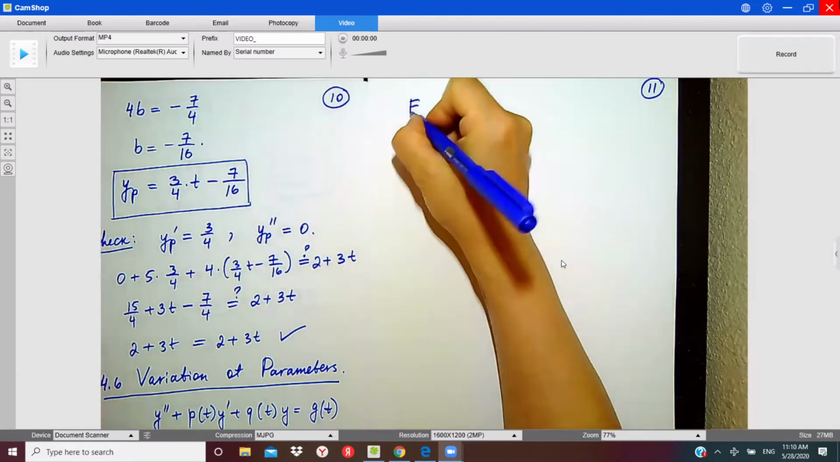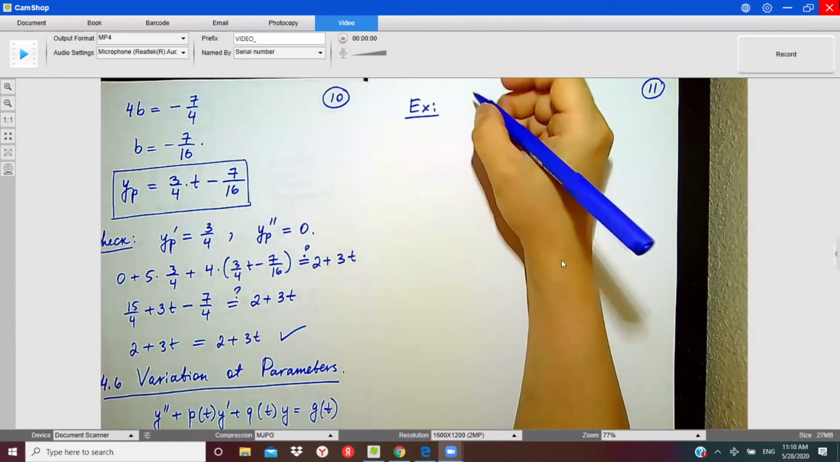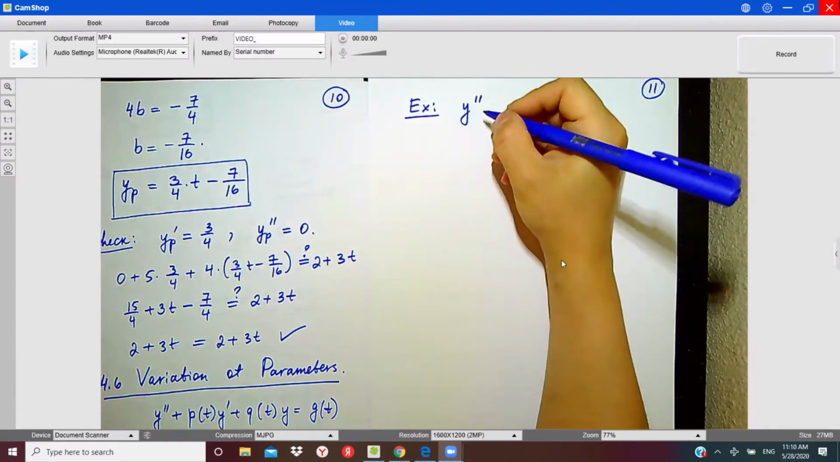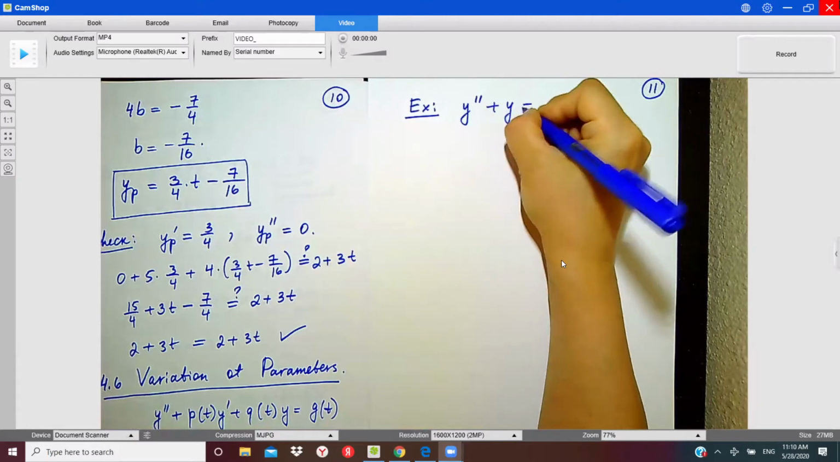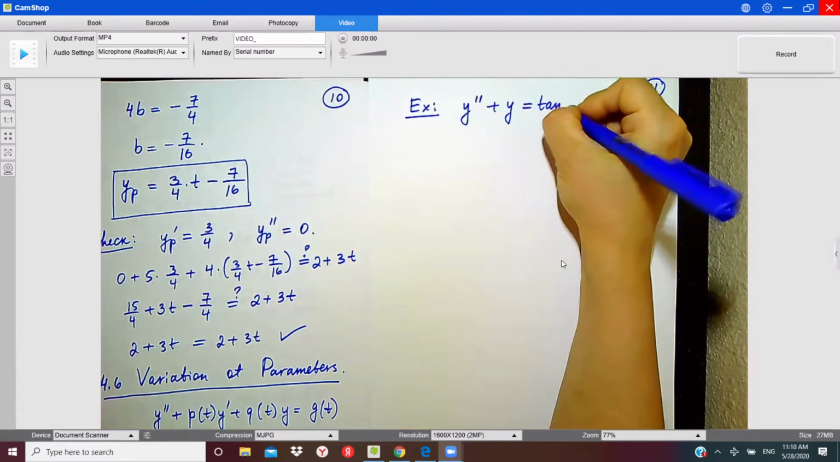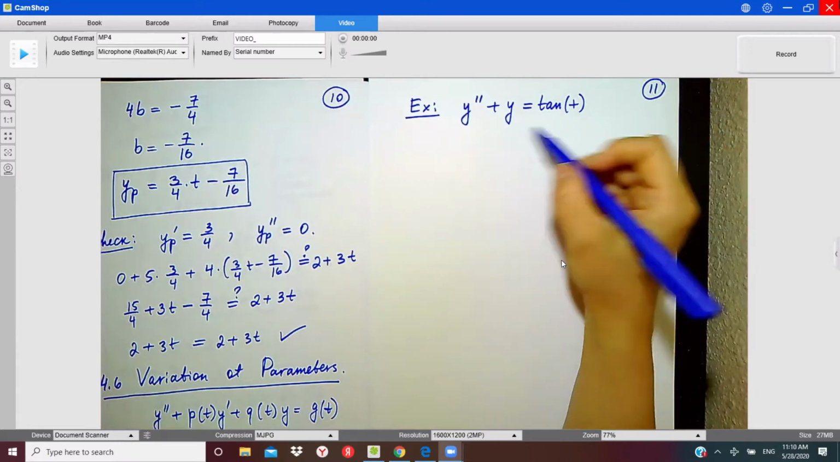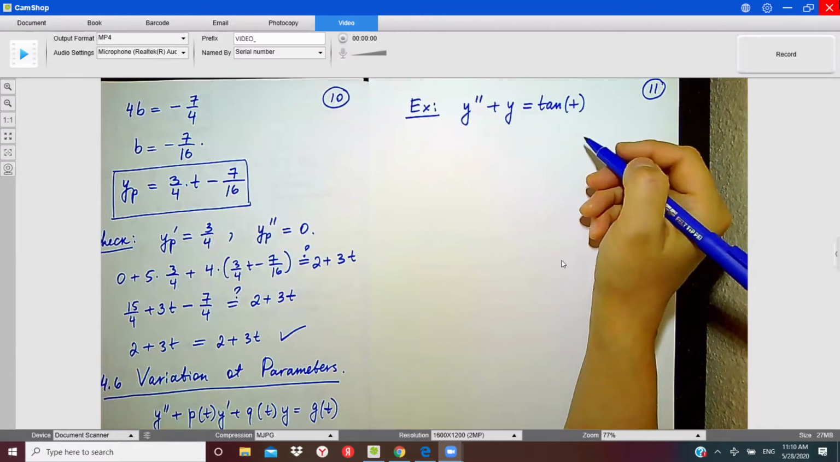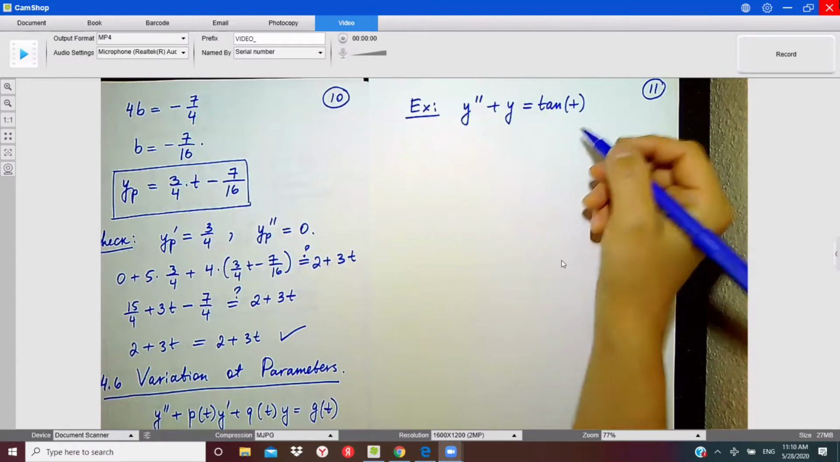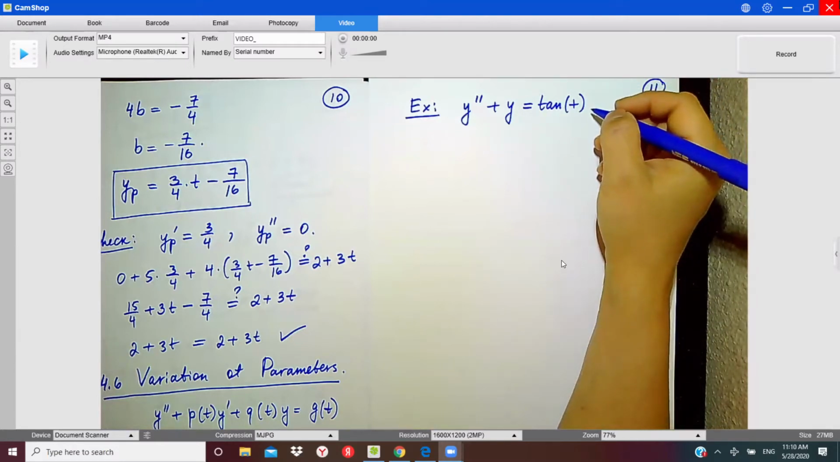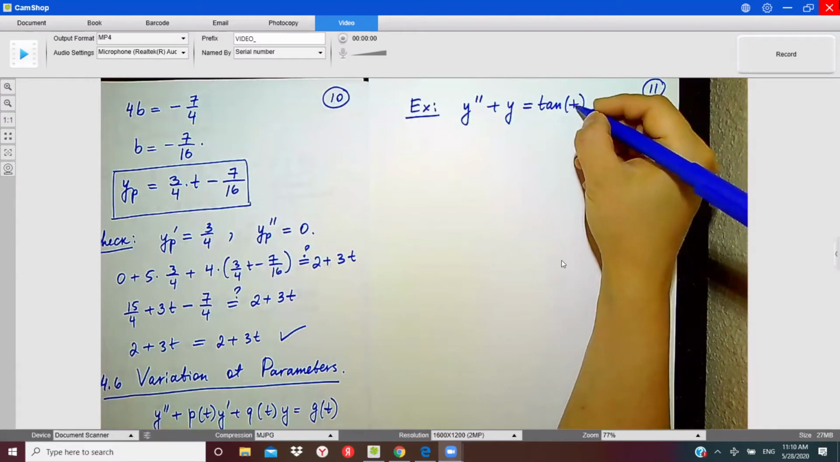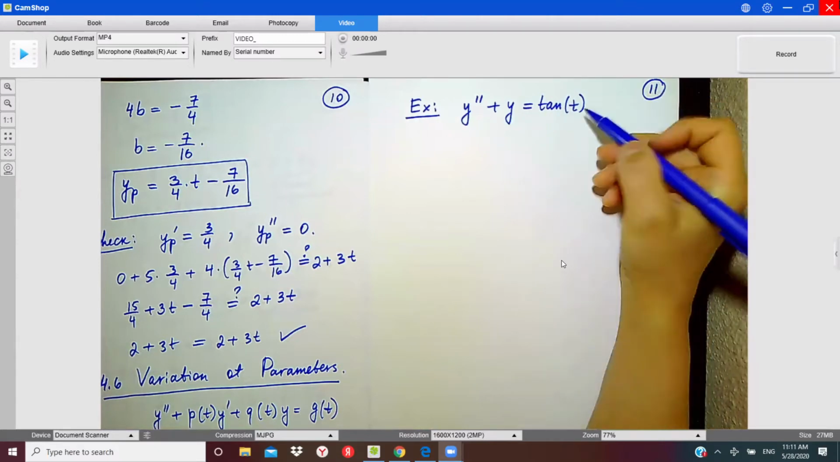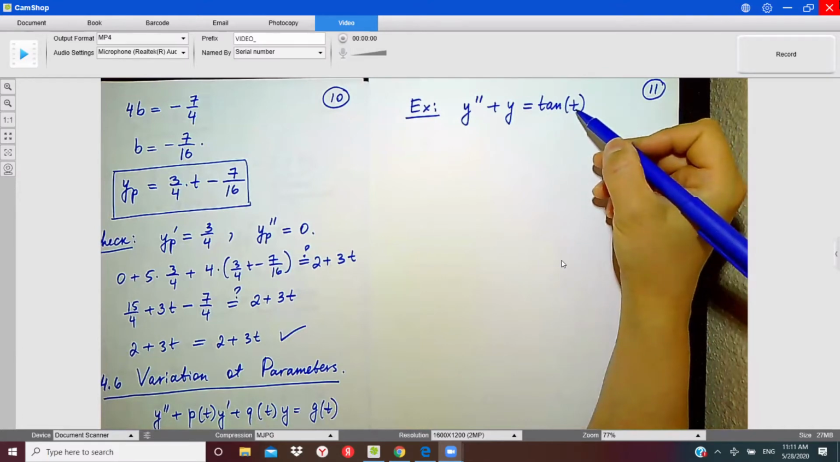So example, here is the problem: y double prime plus y equals tangent of t. So is this equation linear? No. Why not? I'm not sure if the tangent of t would affect it. Yeah, tangent is a problem. However, because it has t, not y, it's still linear.